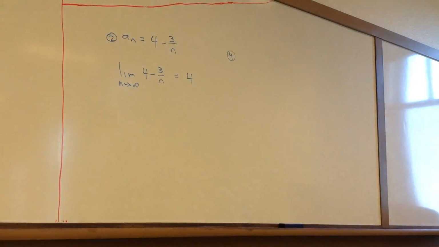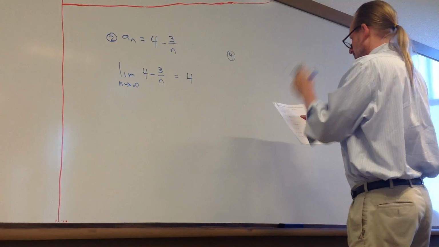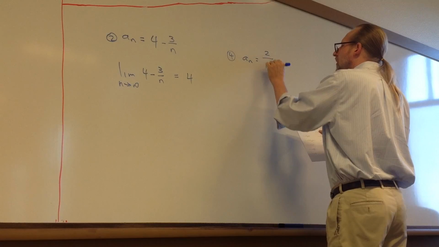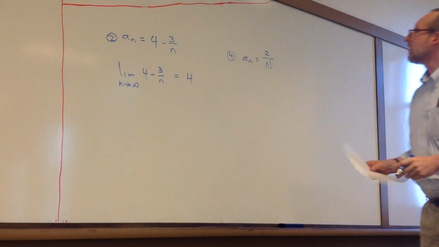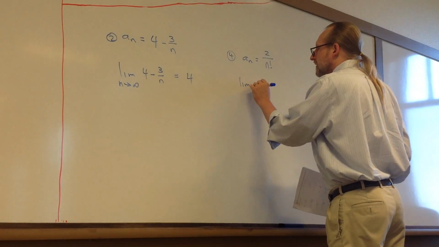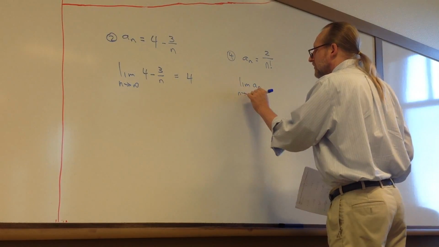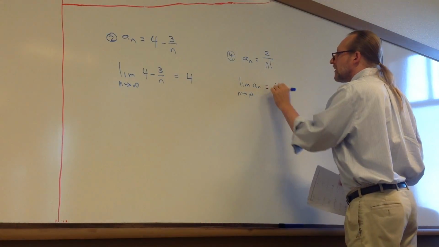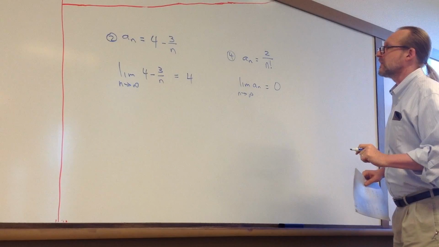Okay, let's see here. Problem 4. Let's see, a sub n is 2 over n factorial. And so on this one, again, if we take the limit as n goes to infinity, this denominator becomes infinitely large, and that sends the fraction itself to 0.